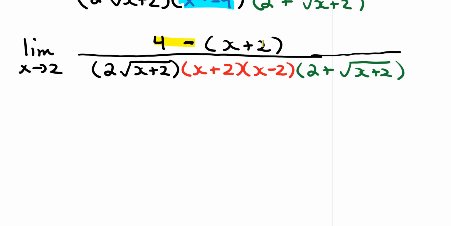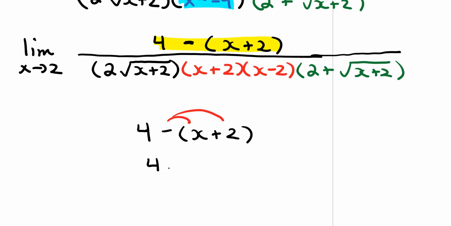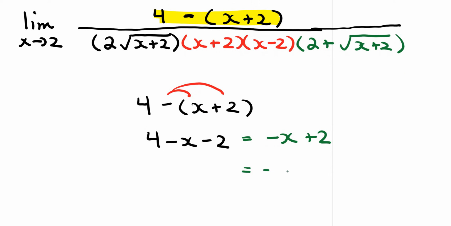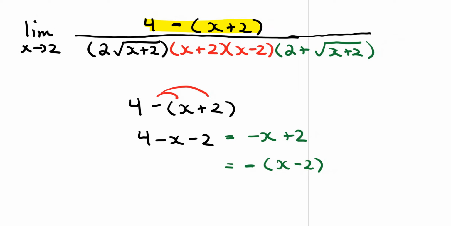Let's go ahead and take a look at the numerator here. This is the numerator, and I'm just going to do a side calculation here on the bottom. If I distribute that, I get 4 minus x minus 2, and this equals negative x plus 2. And then we can factor out the minus sign as negative bracket x minus 2. Okay. So what does that really mean now? I can erase the numerator, and I can replace that with a negative sign, bracket x minus 2.